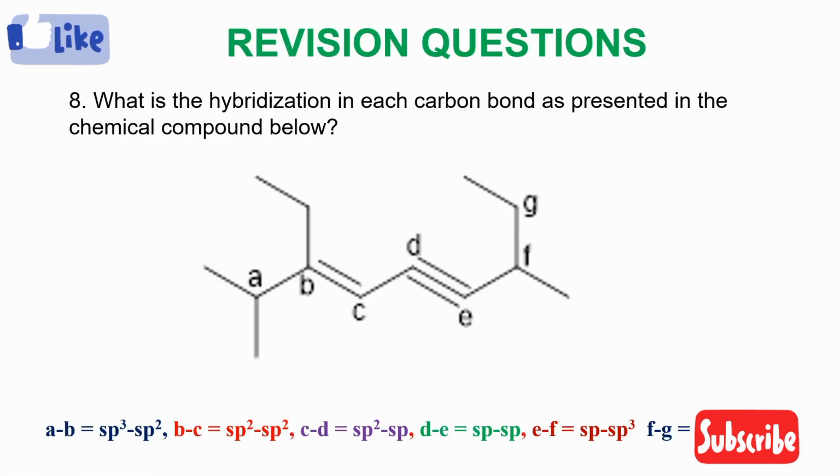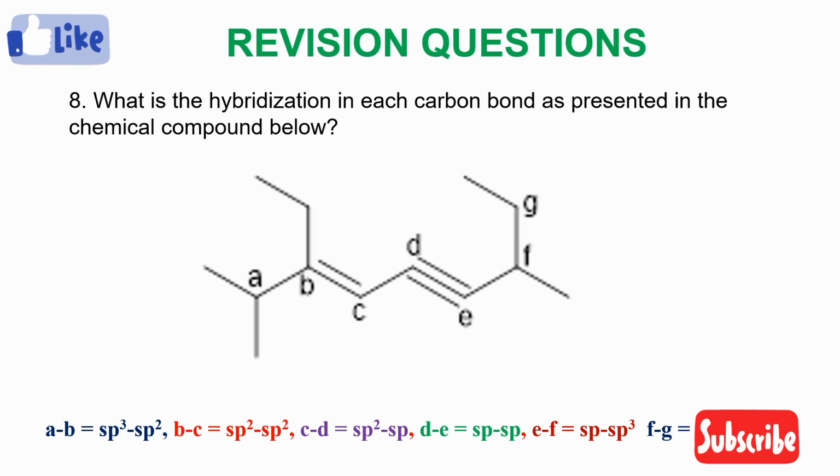Now, this question is: what is the hybridization of each carbon bond as presented in the chemical compound? The bond. There is difference between carbon atom and carbon bond. When the question is talking about carbon atom, I'm talking about one single hybridization. When the question is talking about carbon bond, it means that these two carbons, what is the connection, the hybridization between them, the bond? When you're talking about bond, you're talking about two carbon atoms that are connected by that bond. So example is A and B.